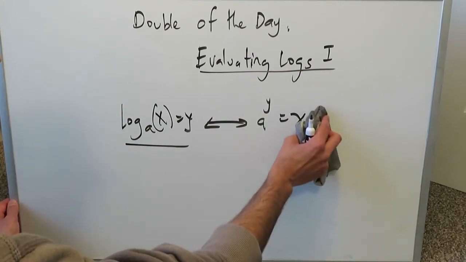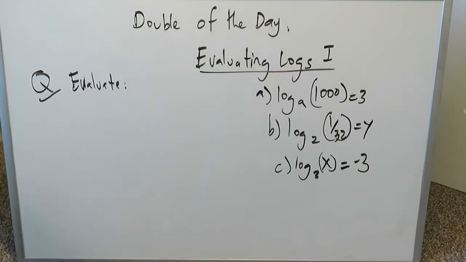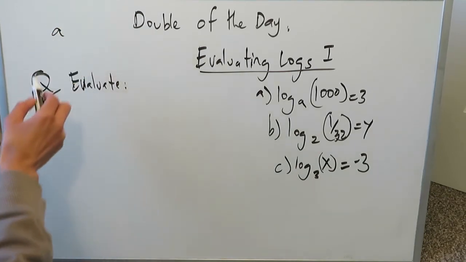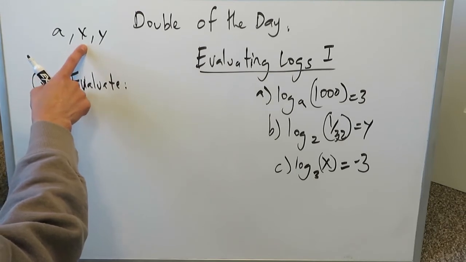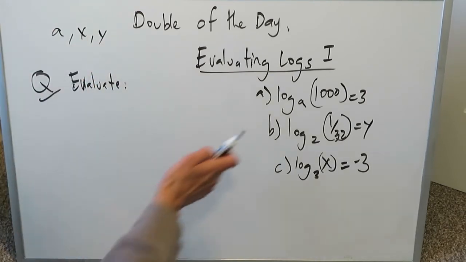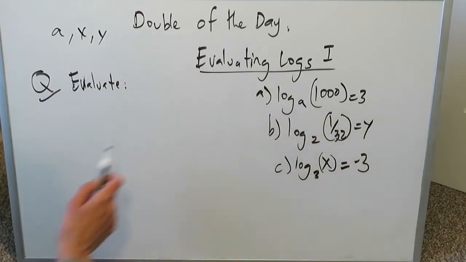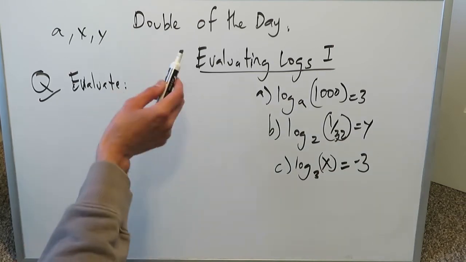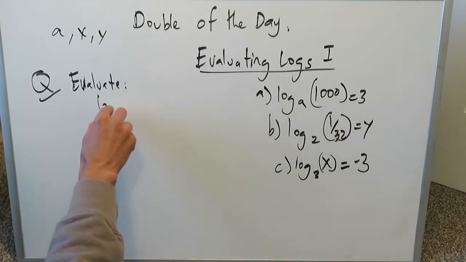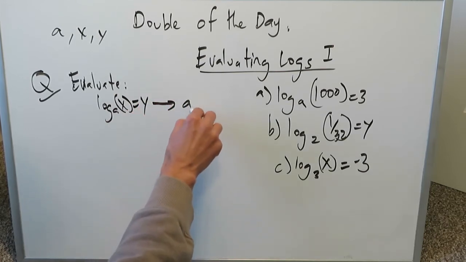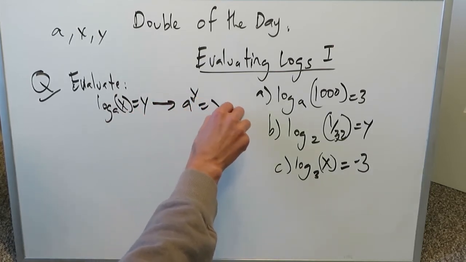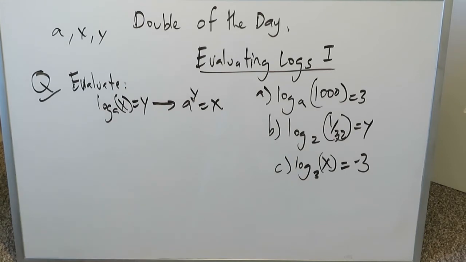We'll be looking at two questions in this video. So let's start with this first one. Keep in mind there are three items being examined here: a, x, and y. The base, what is being affected by the log, and what your result is. You have log base a of 1000 equals 3. How can you solve this? Convert this into the way you know now. As I showed you at the beginning, you have to convert this into this form, a to the y equals x. This is what is called evaluating it.